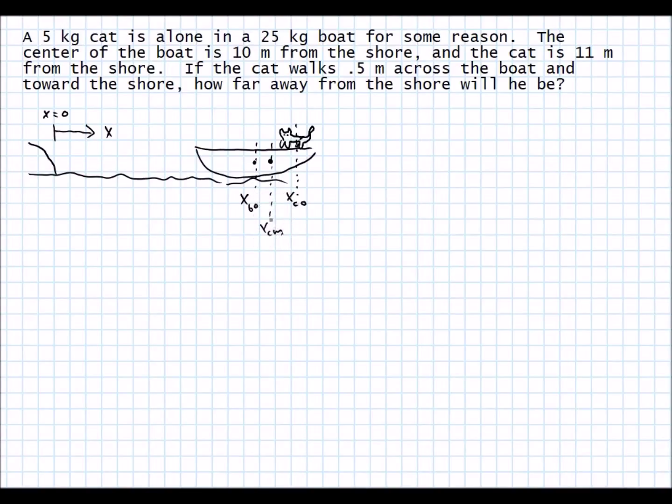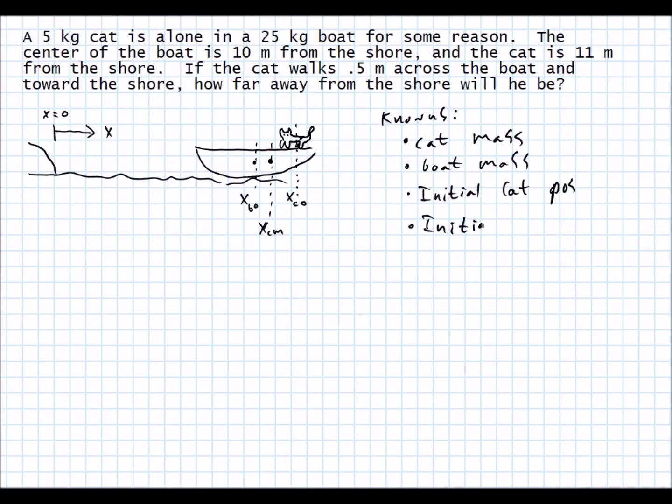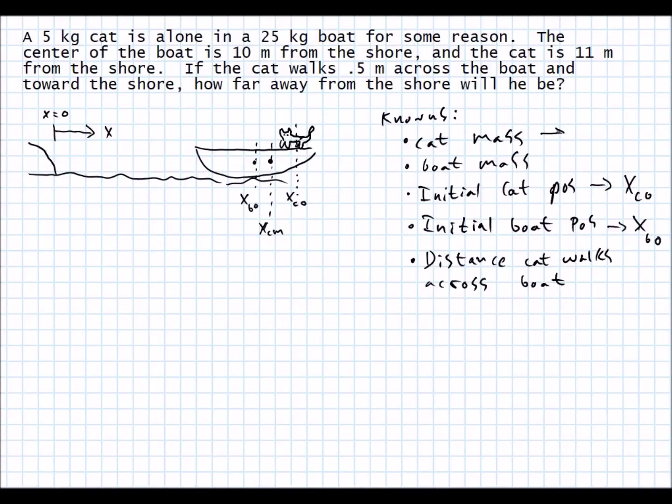So, like in all problems, we need to list out our knowns and unknowns. Knowns: we know the boat mass, the cat's mass, the initial cat position, and the initial boat position. And what else do we know? We know the distance the cat walks across the boat. I'm just going to write that: distance cat walks. Okay, so we can see if we've identified these variables. Initial cat position is x_c initial, boat position is x_b initial. The cat's mass and the boat's mass we haven't put down yet, but let's call them m_c and m_b.